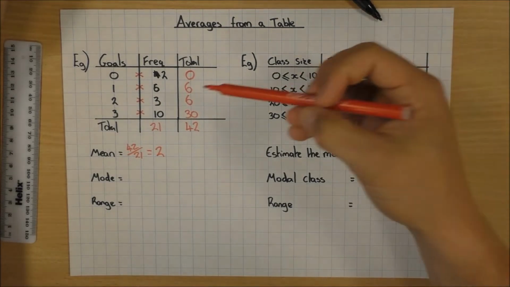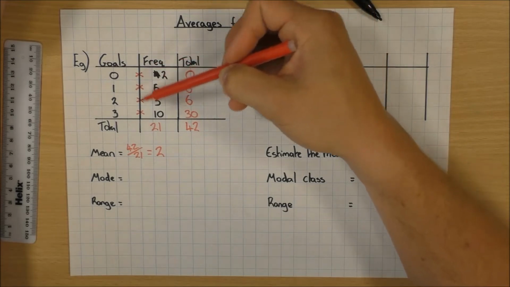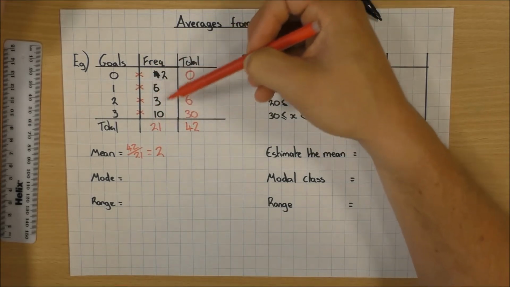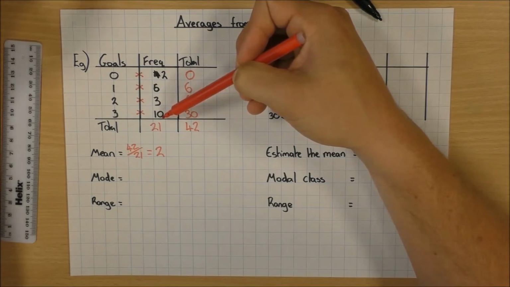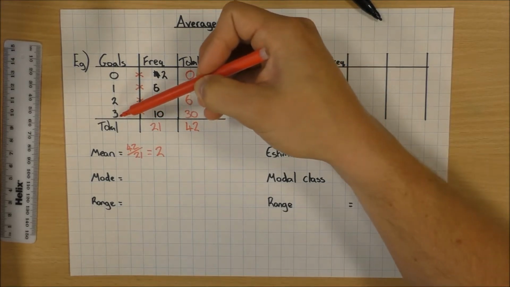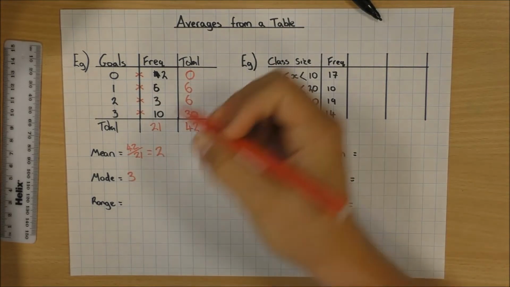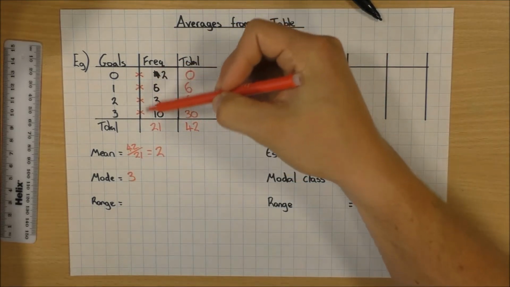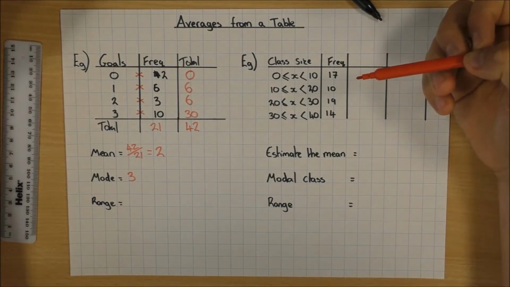The mode, well, the mode is just the one that's got the highest frequency. So I'm looking at my frequency table here. The one with the highest frequency is clearly 10. Now the frequency, or sorry, the mode is not 10. A lot of people think it's 10. No, that's saying that I scored 3 goals 10 times. So the mode is actually 3. It's the one with the highest frequency. The highest frequency is 10, therefore 3 must be the mode.